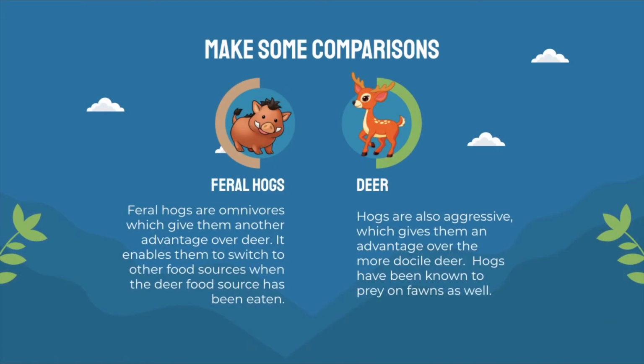Feral hogs are omnivores, which gives them another advantage. It enables them to switch to other food sources when the deer food source has been eaten. Hogs are also aggressive, which gives them an advantage over the more docile deer. Hogs have been known to prey on fawns as well.